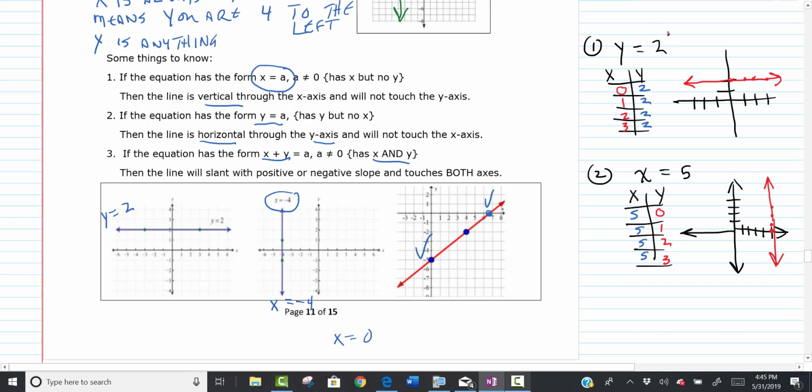So if you have only a y in your equation, it'll only touch the y-axis, going horizontal. And if you only have an x, it will only touch the x-axis and it'll be vertical. Okay, that's it. It's very easy to do, but you've got to have a way to remember that. You've got to understand it the way I do. All right, good luck.